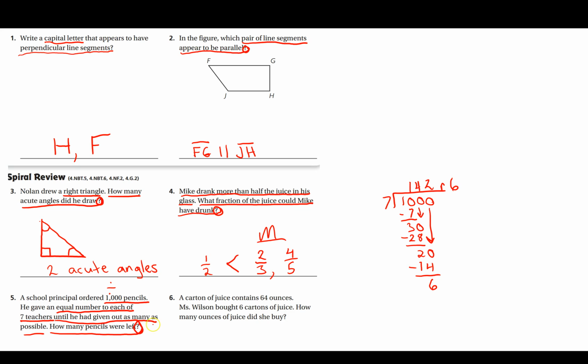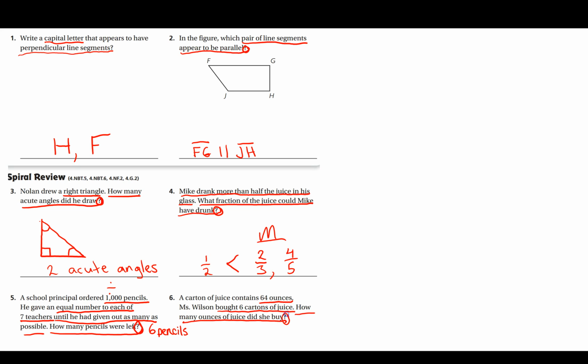So how many pencils are left? 6 pencils. Okay, moving on to number 6. A carton of juice contains 64 ounces. Miss Wilson bought 6 cartons of juice. How many ounces of juice did she buy? So this problem is a multiplication problem. So 1 carton has 64 ounces, and she's buying 6 of those cartons.